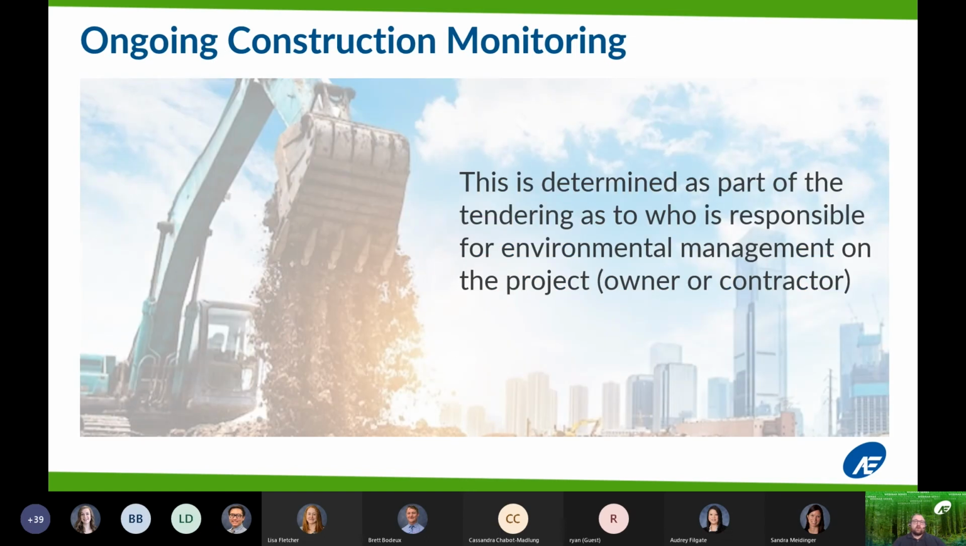And then for ongoing construction monitoring, environmental's role will be determined as part of the tendering as to who is responsible for environmental management on the project. So that could be either the owner or the contractor. Typically, the contractor will be responsible for managing the environmental components, including the soil management and sampling, with notifications provided to the owner. However, in some cases, the owner may want to have their own representatives on site to monitor the work as it goes on.